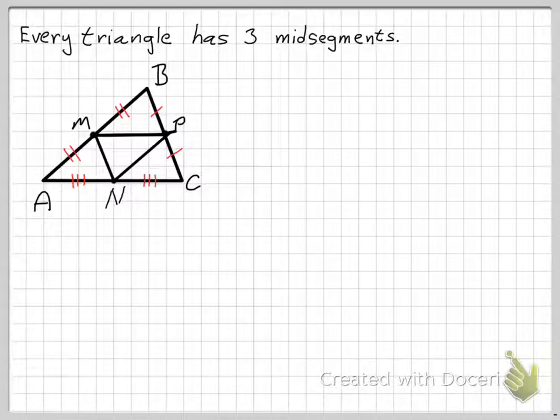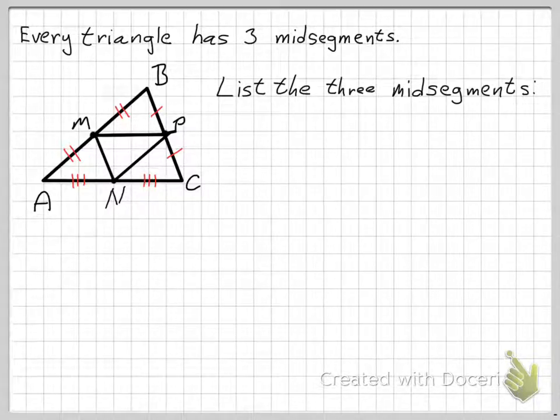In triangle ABC, MP is what's called a mid-segment, MN is another mid-segment, and NP is a third mid-segment. So every triangle has 3 mid-segments. Let's list the 3 mid-segments. You can even pause this presentation and try to list them on your own. The first one, again, is line segment MP. Then line segment MN and line segment NP.